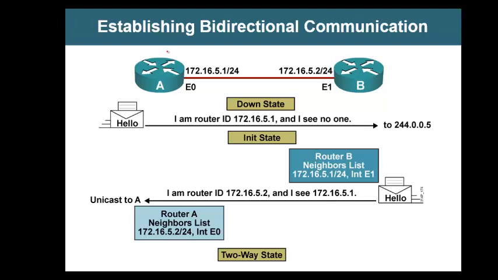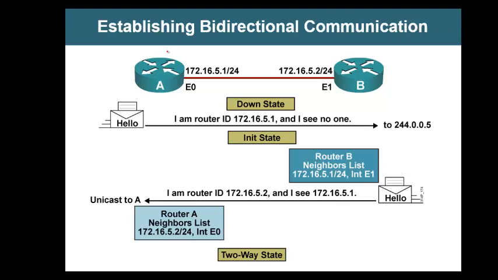Which means B has got a neighbor called 172.16.5.1. This turns on init state on router B. Earlier there was no neighbor, down state. But now B goes to a new state of relationship in OSPF called init state. Initialization state, a beginning state of neighborship, because router B knows A as a neighbor, but A does not know about B. That's why it is still in initialization state, init state.